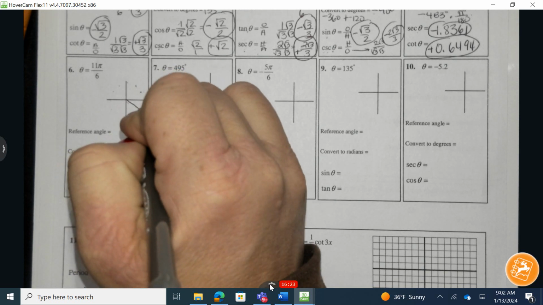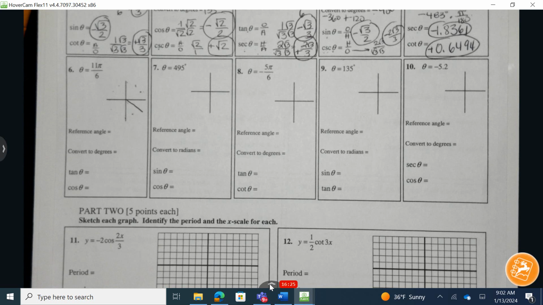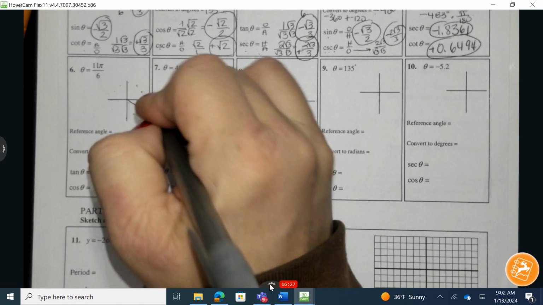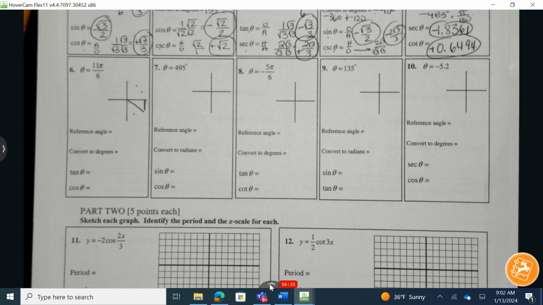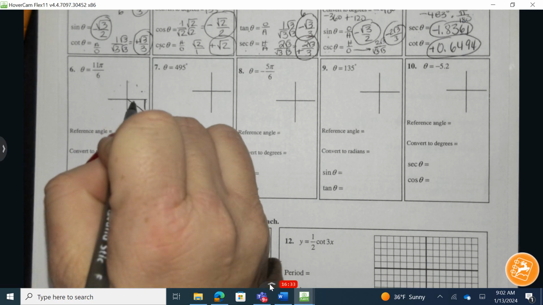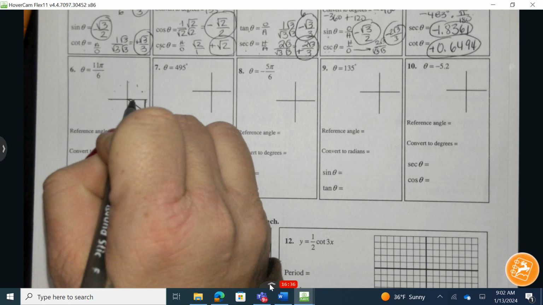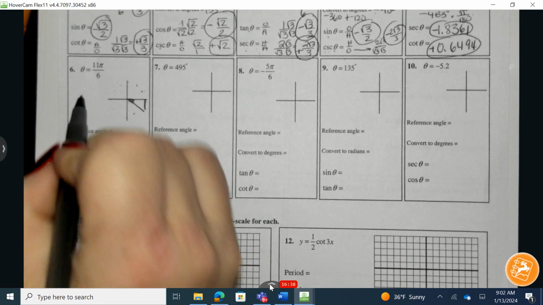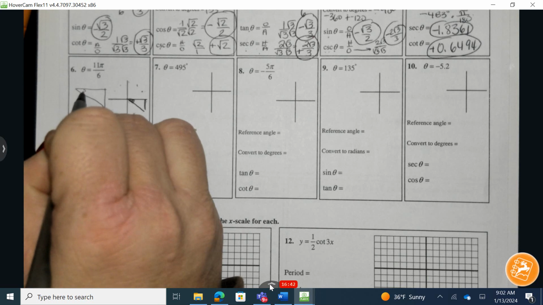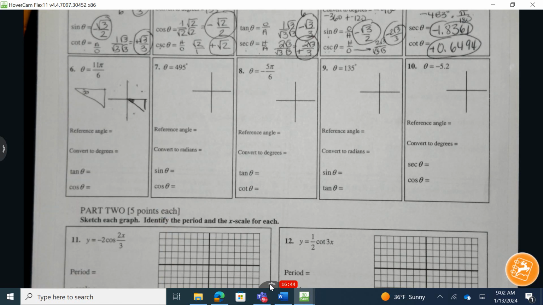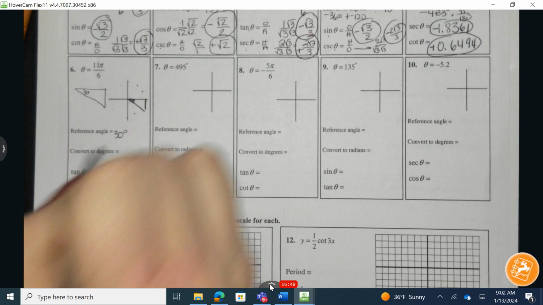Here's 11 over 6. And for those who are pretty knowledgeable now about the unit circle, you probably just dropped down 1 or maybe even had this memorized. Okay, now here's the key here. My reference angle is the angle created here with the x-axis. So I'm going to come back here. It's this angle right here, which is 30 degrees, which you could reference as pi over 6 if that's what you prefer. I'm going to write 30 degrees.